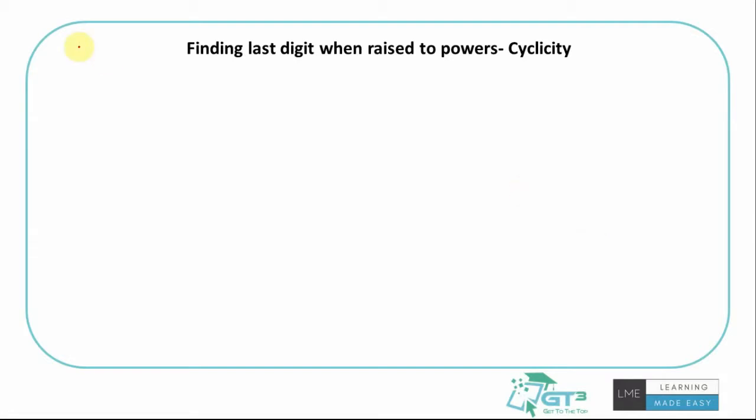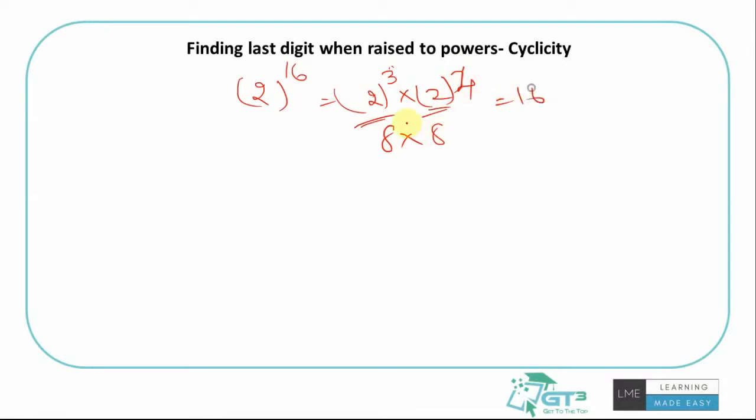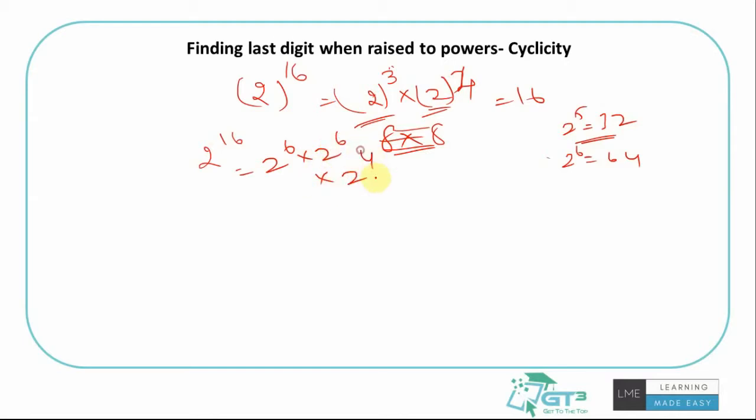Let's say the question is asking you something like this: what's the last digit of 2 power 16? Let's try to do something like this. I know 2 power 3 is 8, 2 power 4 is 16, and 2 power 5 is 32, and 2 power 6 is 64. So I can write 2 power 16 as 2 power 6 into 2 power 6 into 2 power 4. 6 plus 6 is 12 plus 4 is 16, so that's basically the same.